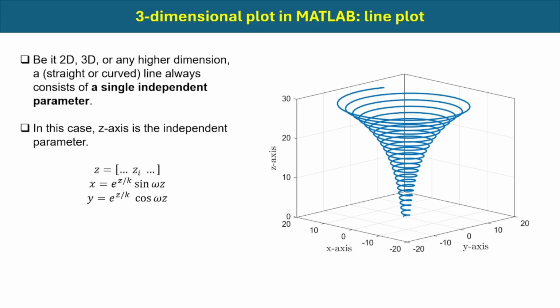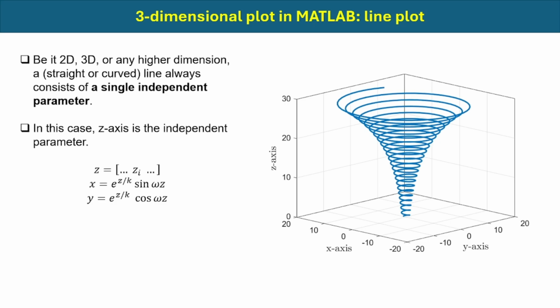Suppose you want to have a line plot in 3D. Whenever you want to have a line plot, be it in 2D, 3D, or in any higher dimension, there will be a single independent parameter. For example, in the case of 2D line plots, in the x-axis we are having the independent parameter, and in the y-axis, for example, if you are plotting sin x, then the y-axis, which is sin x, is the dependent parameter. So in that case, we have only one independent parameter.